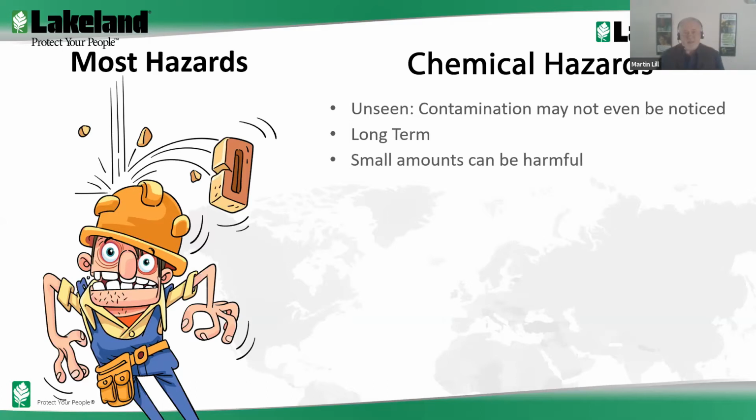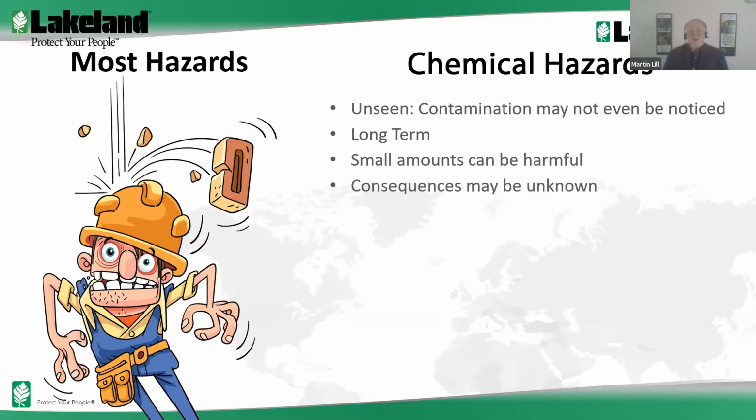It depends on the chemical, but of course the extreme example of this is chemical warfare agents, where tiny volumes can kill hundreds or even thousands of people. Now, of course, most industrial chemicals are not of that order, but certainly with many industrial chemicals, quite small amounts can be harmful.